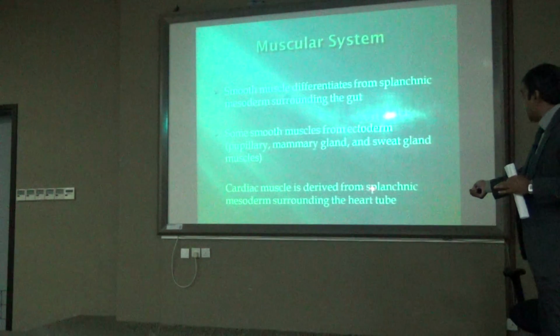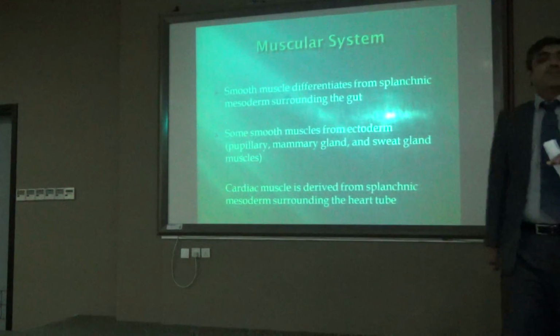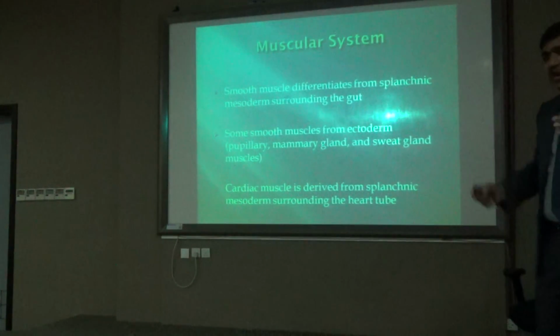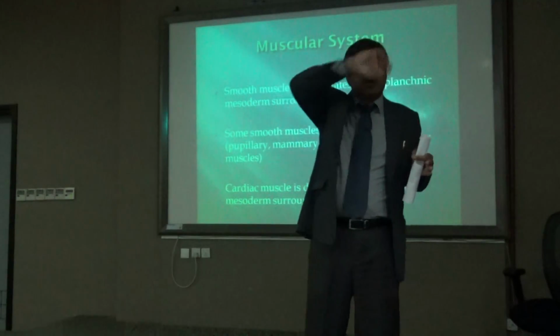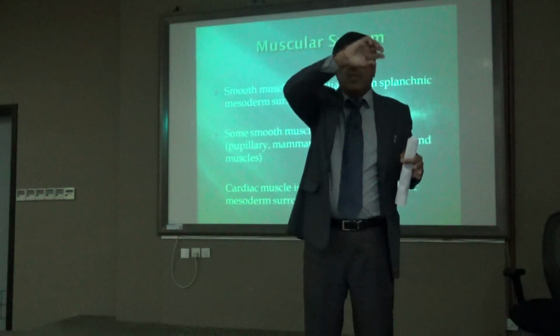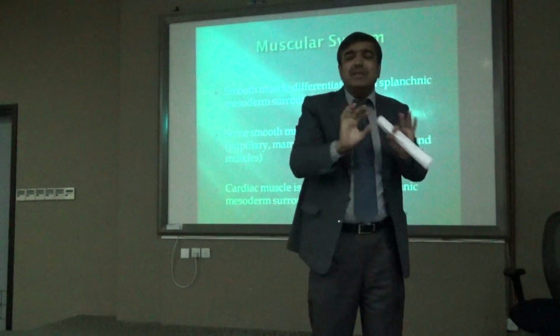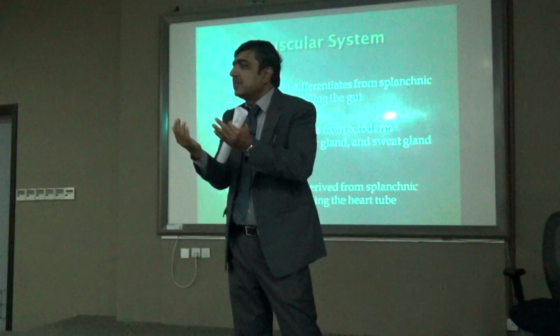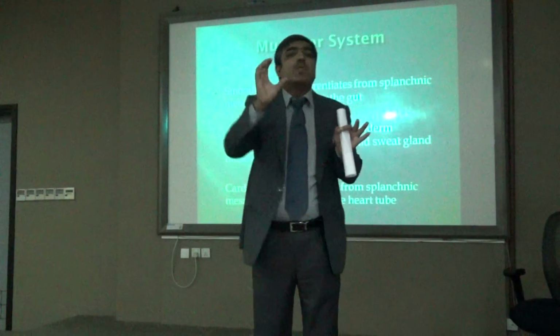Cardiac muscle is derived from splanchnic mesoderm surrounding the heart tube. If we look into the heart, it is also a tube-like structure. From one artery, from one vein, blood comes into the heart, and from another area blood goes out. It is slightly specialized, but frankly, if we look into it, it is a tube-like structure.